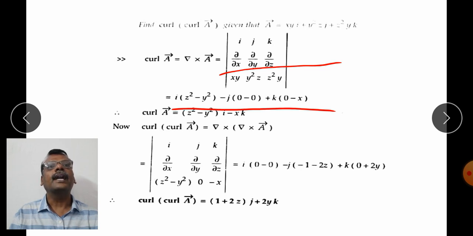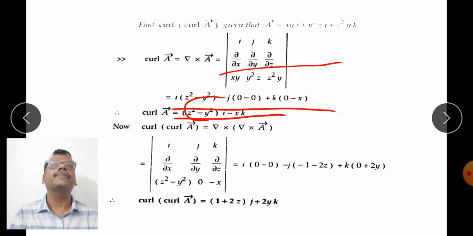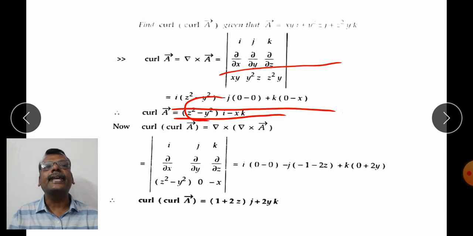Therefore curl of a bar is equal to z square minus y square i bar minus x k bar. And again we have to find curl of curl a bar, that is del cross of del cross a bar. Again we take f1 i bar plus f2 j bar plus f3 k bar. Here f1 is equal to z square minus y square, f2 is equal to 0 and f3 is equal to minus x. That is again the determinant of i j k, dou by dou x, dou by dou y, dou by dou z, f1 f2 f3.